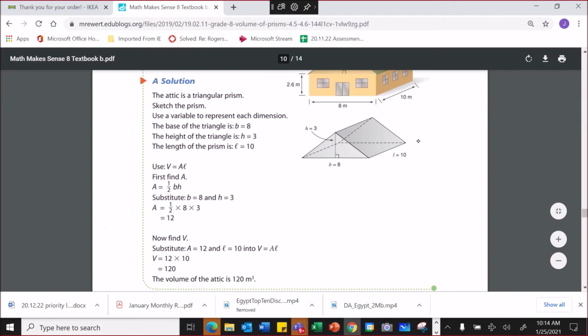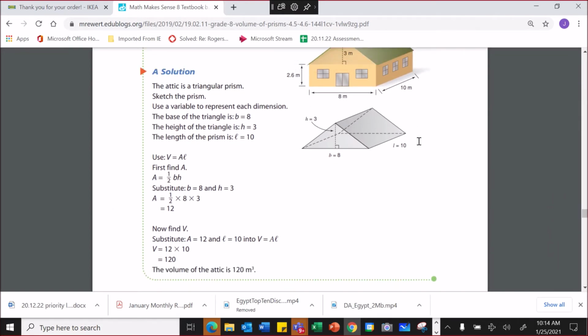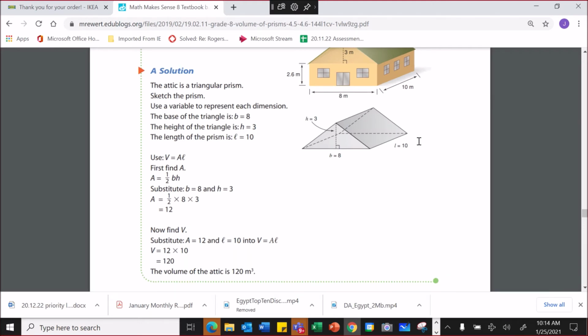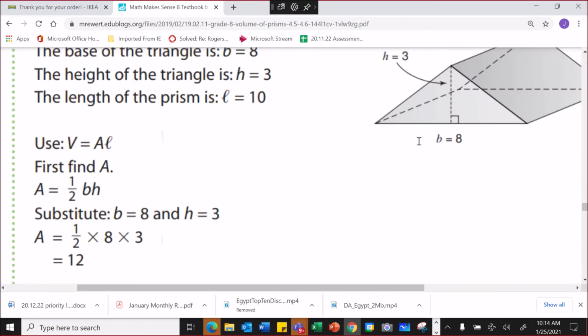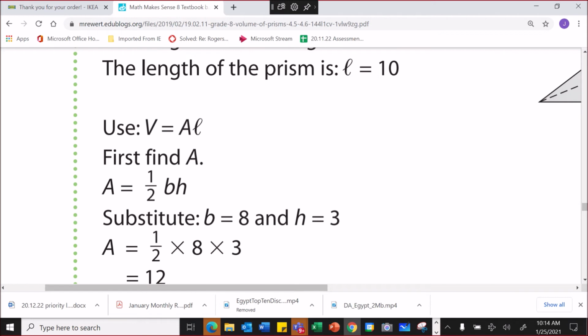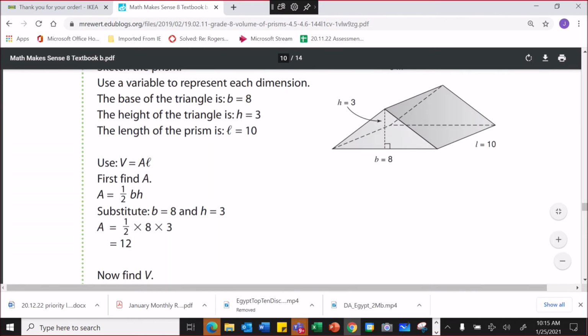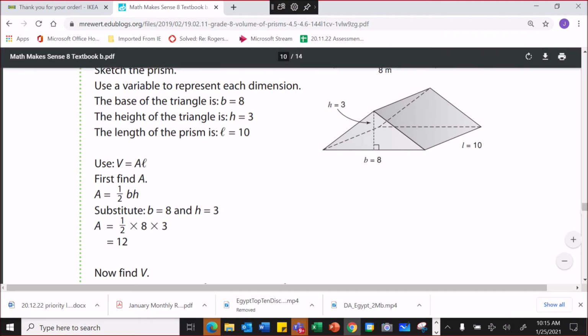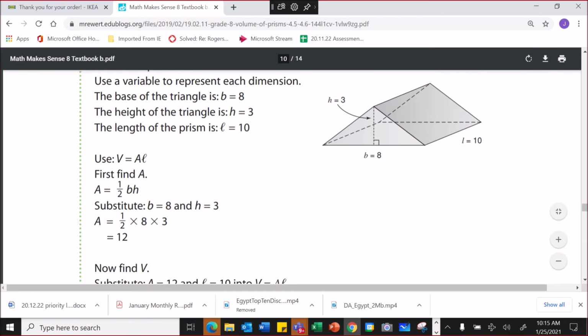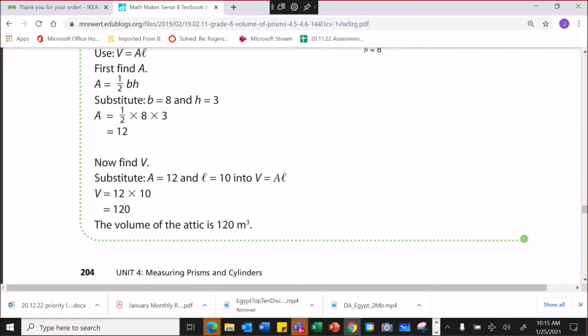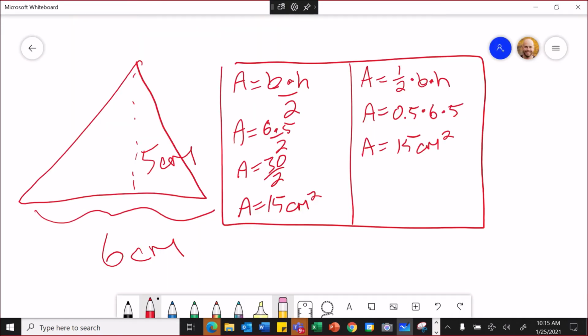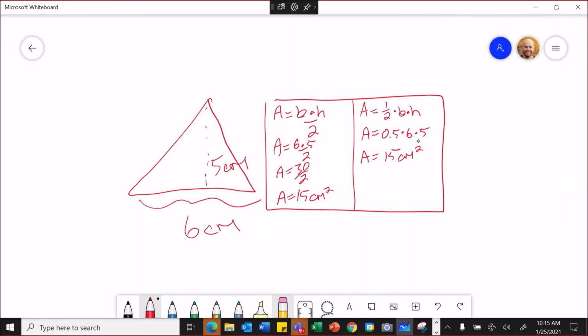If you take a look at how they do it, they have volume equals the area times the length. First we have to find the area, and they used that formula a little differently than we did. They did half times B H, we did B times H divided by 2. They found the area to be 12: 8 times 3 is 24, divided by 2. Then when they found the area, they times it by the length to find the volume. So you've got two separate levels to this, and the volume is going to be the area times the length. You've got two main things that you need to know for volume.